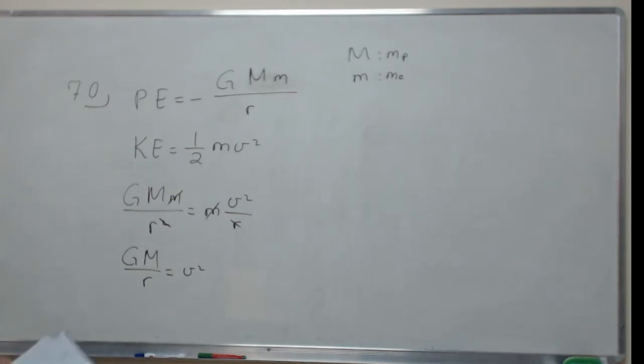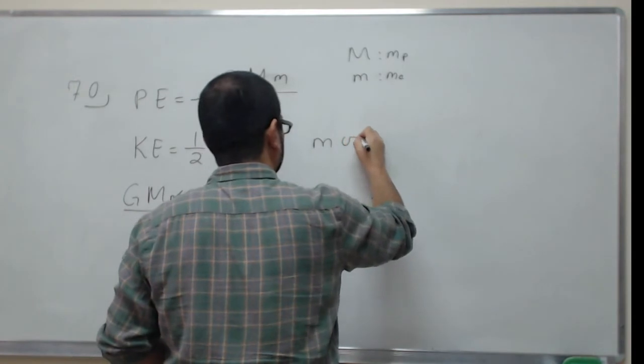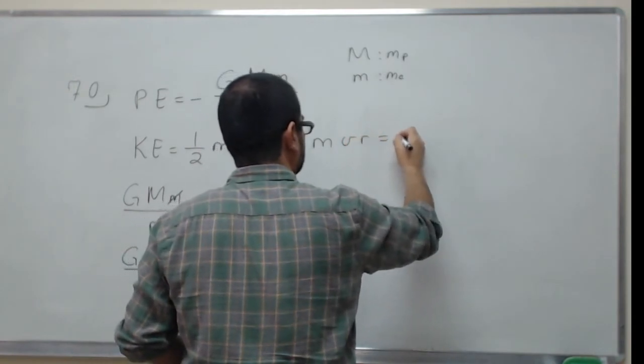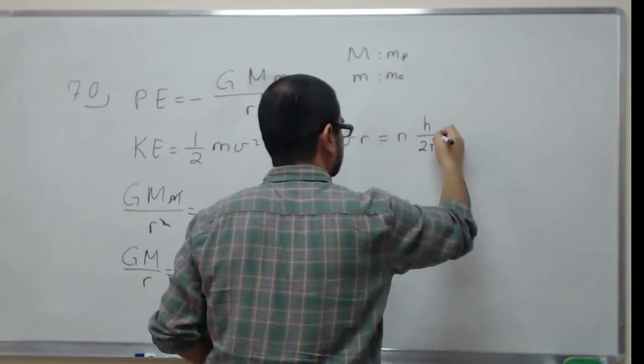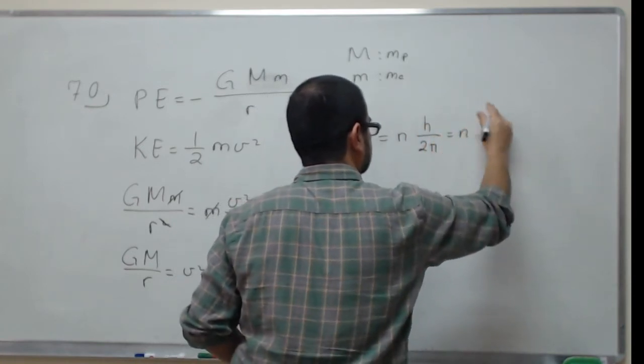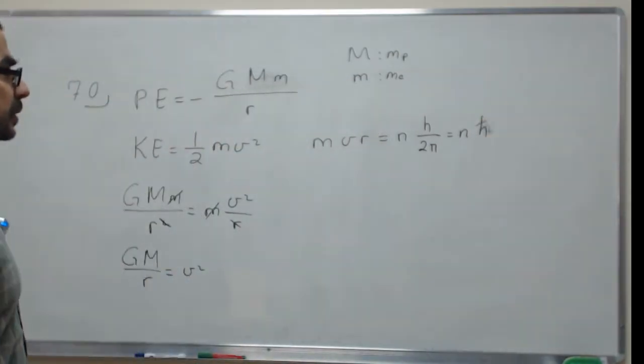And the quantization condition is written as mvr equals n times h over 2 pi, right? Or n h bar, it's sometimes written. It's reduced Planck's constant or Dirac constant, whatever you want to call it.